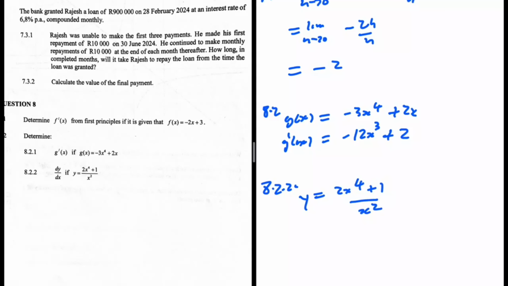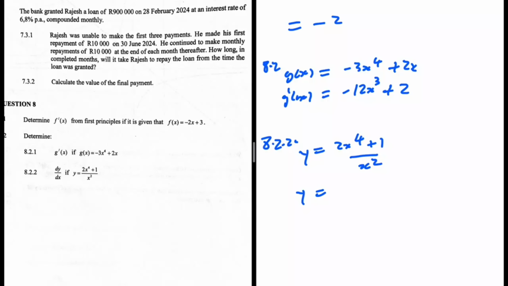Okay. And then 8.2.2, y is equal to 2x to the power 4 plus 1, divided by x squared. We're supposed to find dy over dx. So we need to simplify y in a way that we can derive it first. Before we say dy dx, you cannot simplify y while saying dy dx. That is wrong. So this is 2x to the power 4 over x squared plus 1 over x squared. So y is equal to 2x squared plus x to the minus 2.